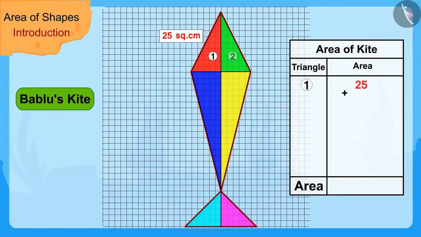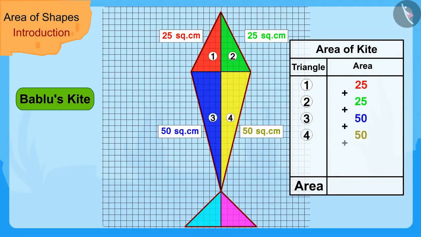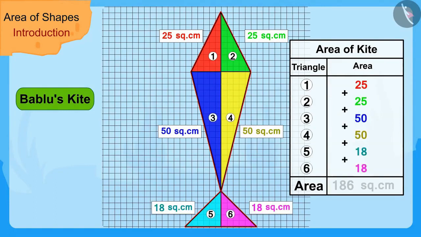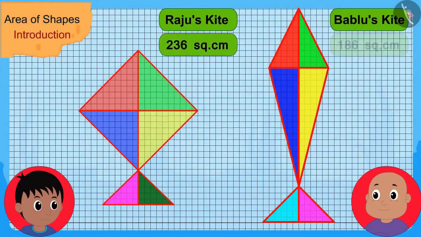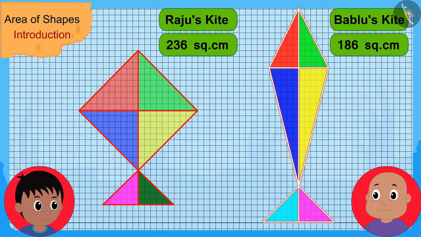We can find the area of Bablu's kite in this way. Bablu's kite has an area of 186 square centimeters. Raju also found the area of Bablu's kite just like you.